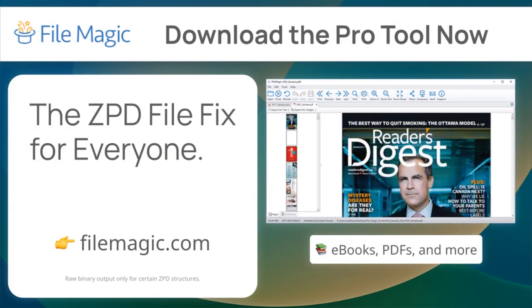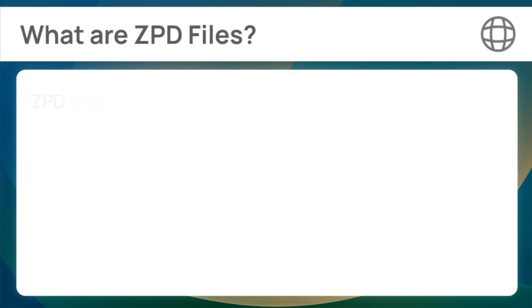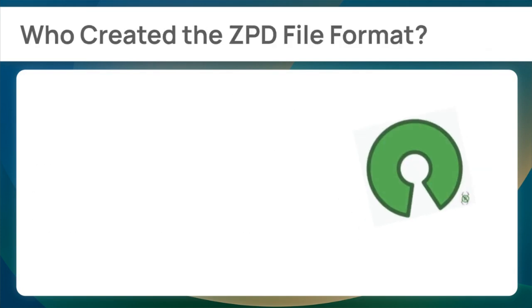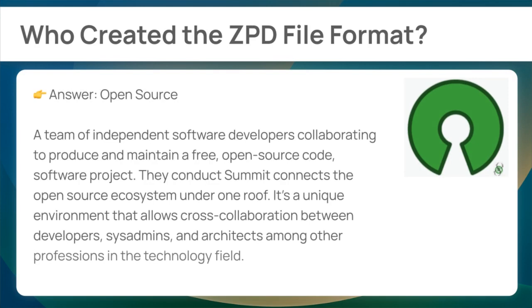Here's a quick preview. ZPD files are ABC Zeroadic Predicates files used in formal logic programming and theorem-proving environments. They contain predicate definitions with 0 arguments representing propositional facts or rules within ABC reasoning systems used in academic research, artificial intelligence, and computational logic applications.